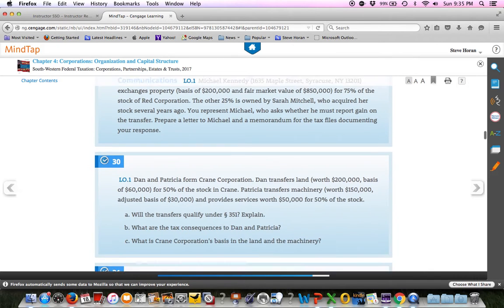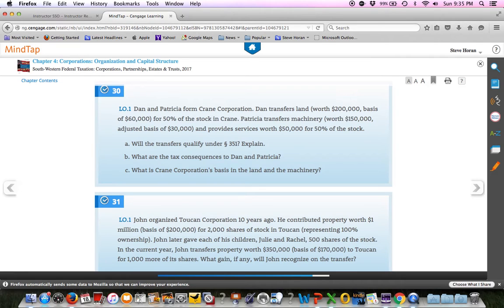Let's take a look at 30. Dan and Patricia form Crane Corp. It says here, Dan transfers land worth $200,000, basis of $60,000, for 50% of the stock of Crane. Patricia transfers machinery worth $150,000, adjusted basis of $30,000, and provides services worth $50,000 for 50%. So they each get 50%. One transferred land, the other put in machinery and services.